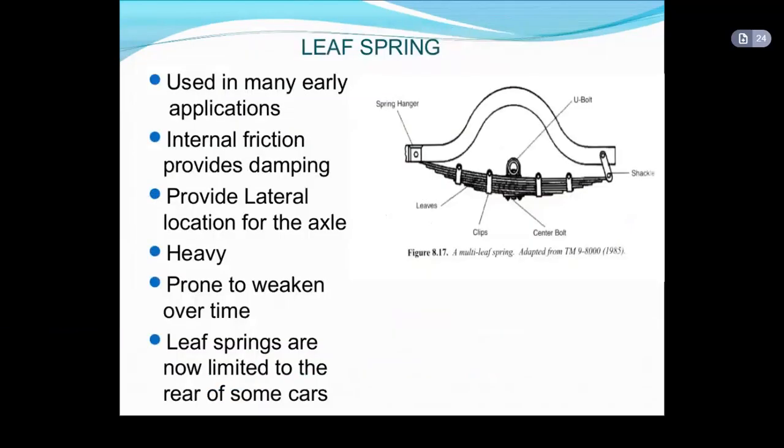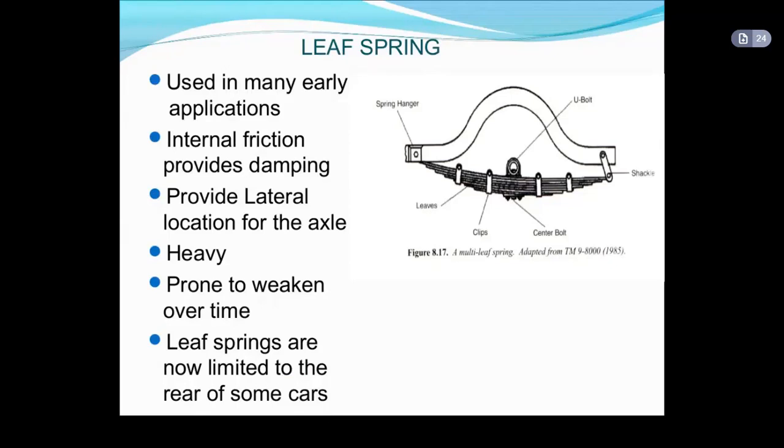The leaf spring is used in many early applications. In case of trucks we use this leaf spring, and bullock carts also, if we observe, have this type of leaf springs. Internal friction provides the damping. In these plates, as the contact area is more, friction between the two plates is more, and due to that friction, the damping takes place.